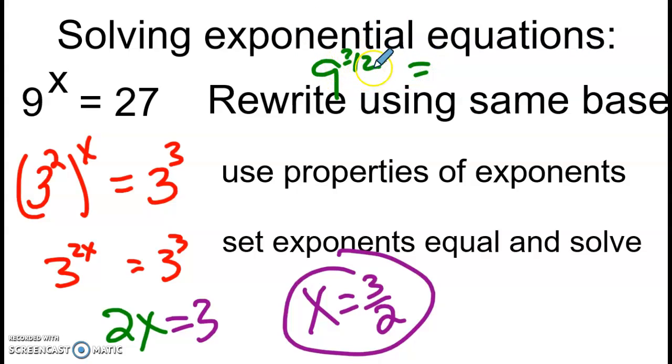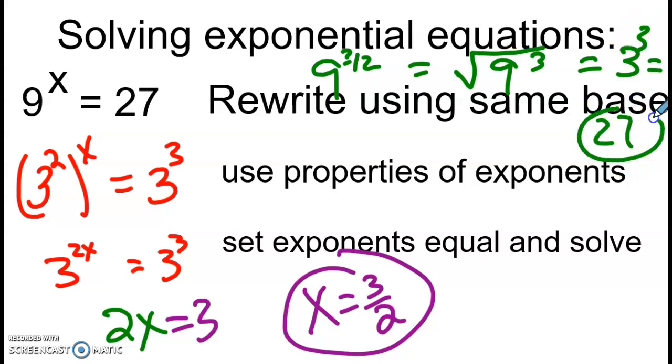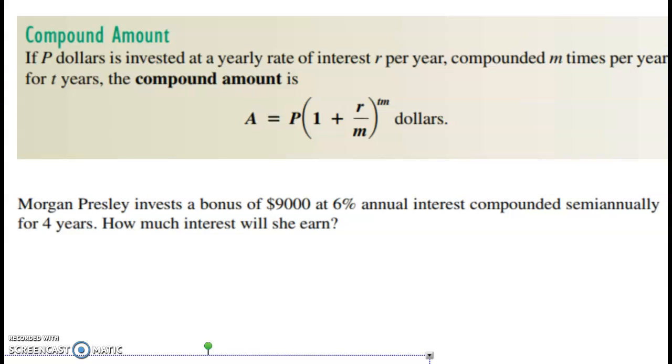The denominator, remember, is the root. So that means the square root of 9, cubed. Well, the square root of 9 is 3. 3 cubed, yep, that's 27. So yes, 9 to the 3 halves is 27. Okay, that's how you solve those problems.